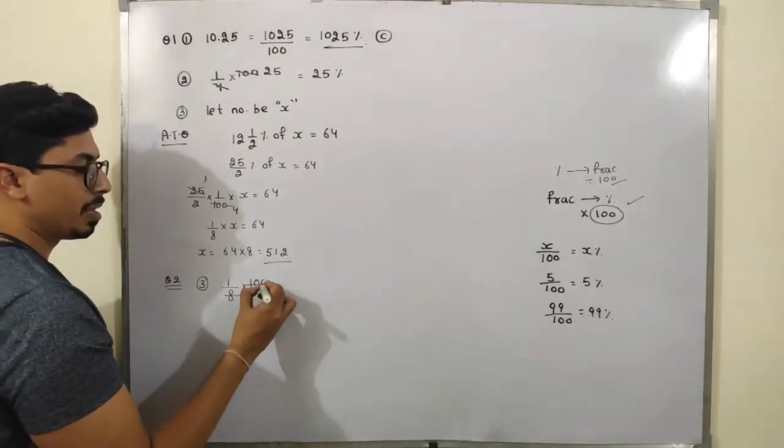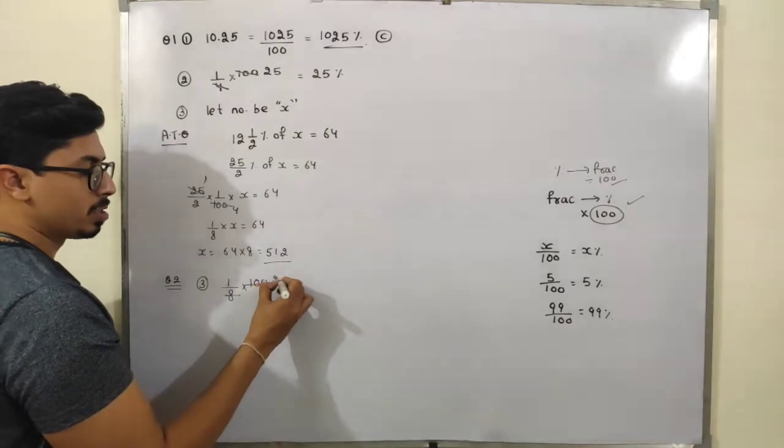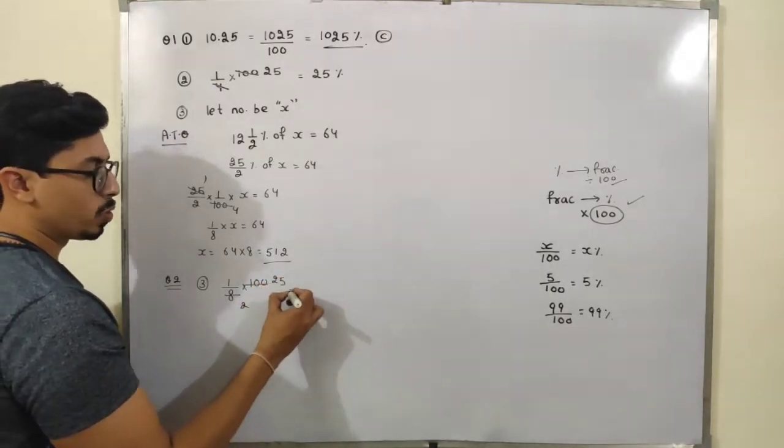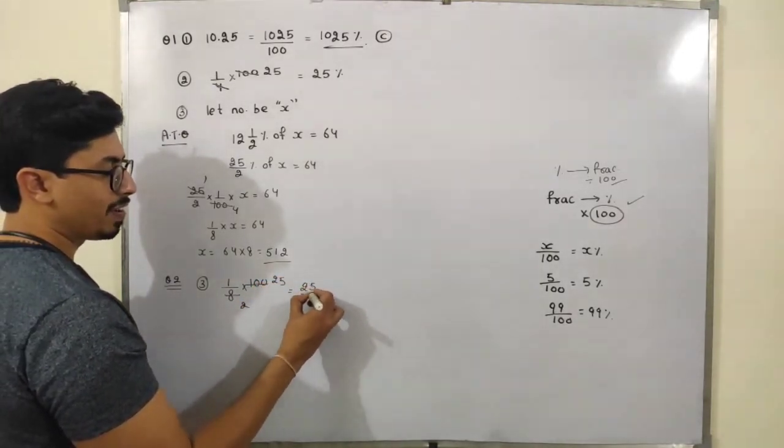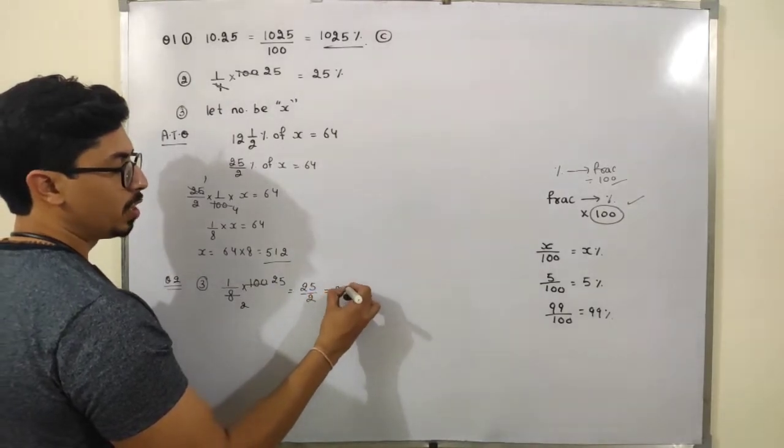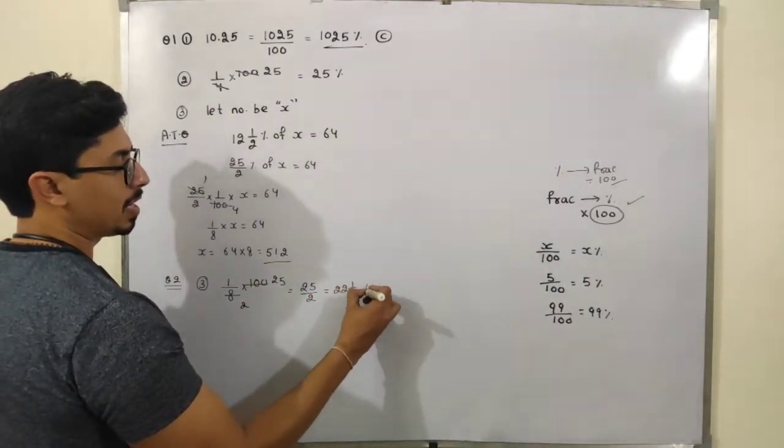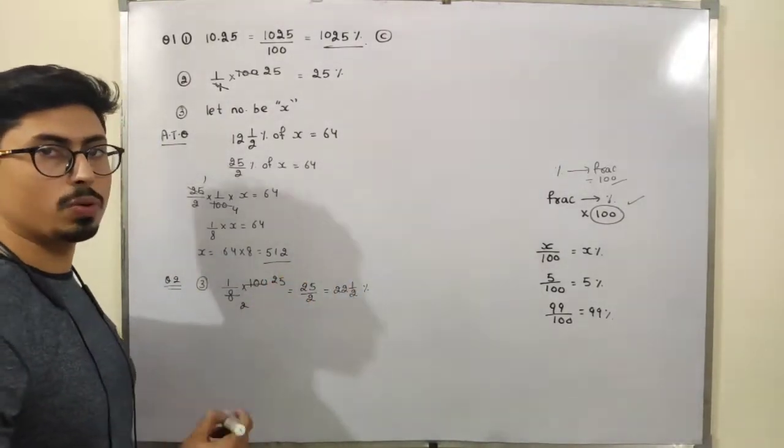If I cancel them out, 4 goes into 100, which means 25, and this will be 2, so 25 by 2. 25 by 2 means 12 and 1 by 2, and the answer will be in percentage now.